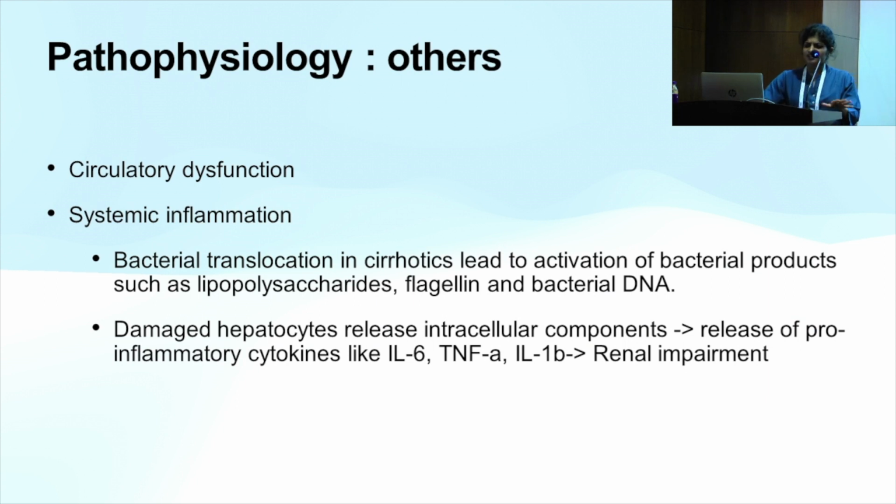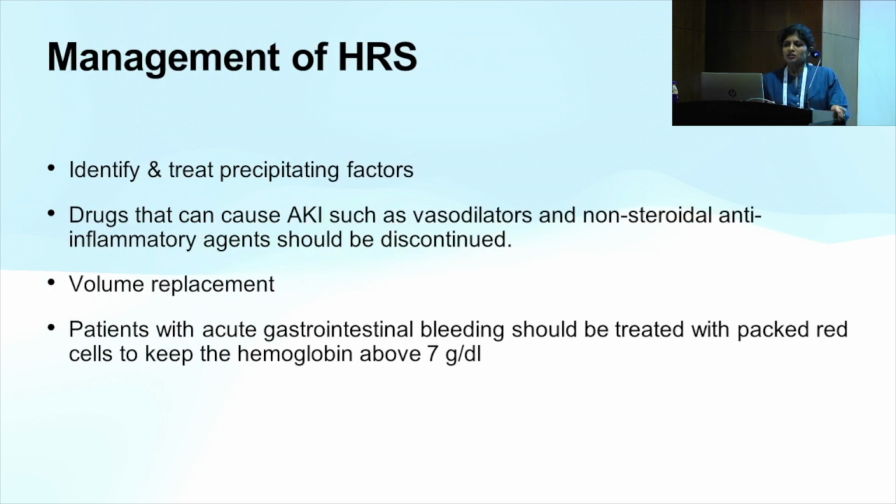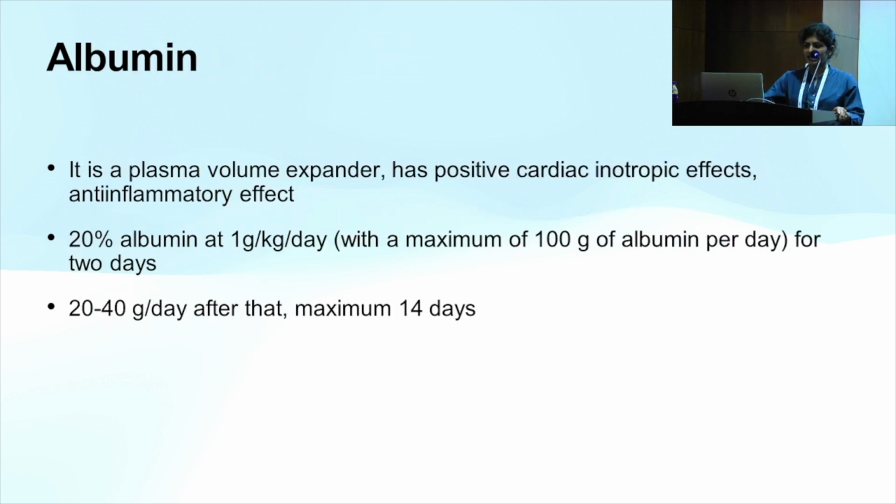There are some other pathophysiologies also, like circulatory dysfunction for whatever causes, like cirrhotic cardiomyopathy, and systemic inflammation by bacterial translocation or by damaged hepatocytes which produce inflammatory markers. So these are the other pathophysiologies. So management of HRS: first will be to identify and treat the precipitating causes. If there are any drugs the patient is on, they have to be stopped. Volume replacement should be adequate. If there is GI bleed, that should be corrected. Hemoglobin should be corrected. And then we have to administer albumin.